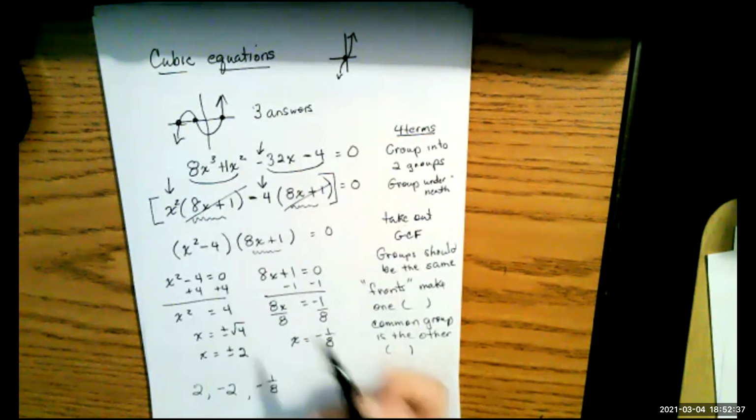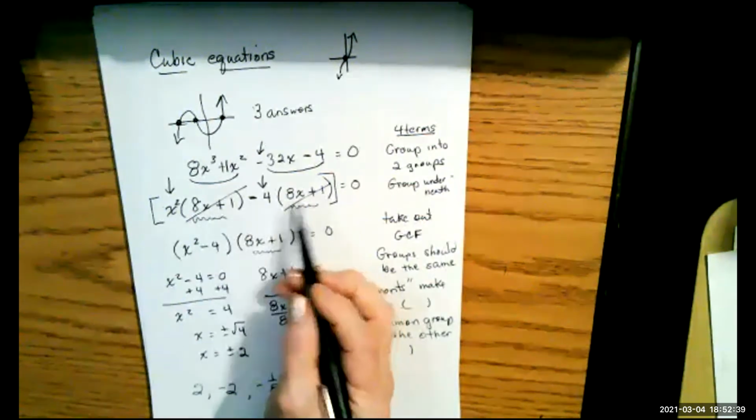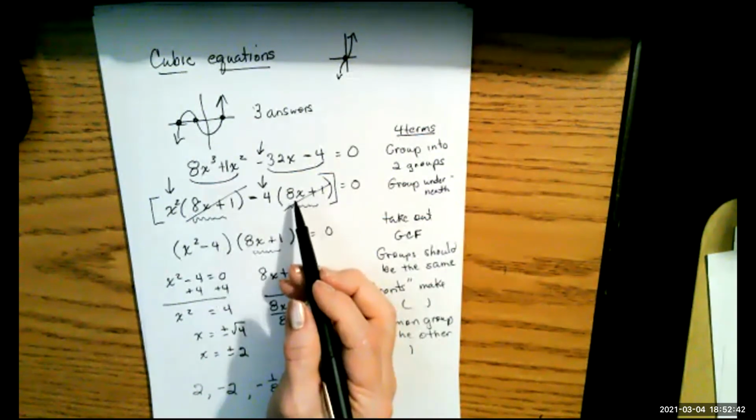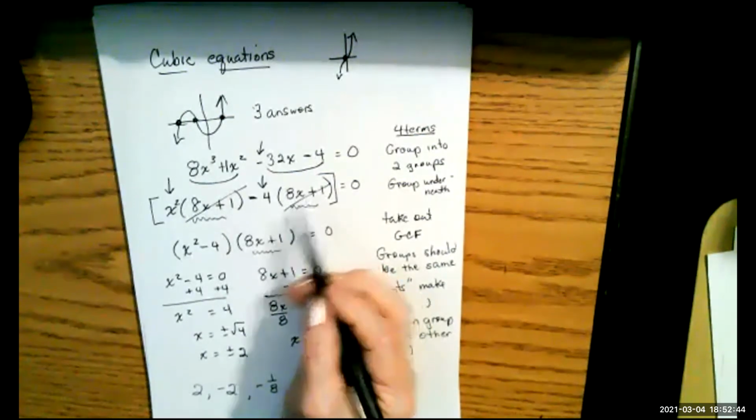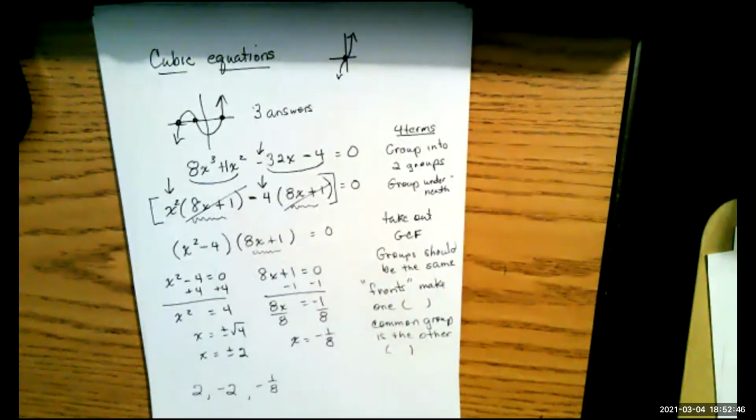And I can only take them out if they're common. They have to be exactly the same. So if, when I'm factoring this, this one doesn't look like this one, I did something wrong.